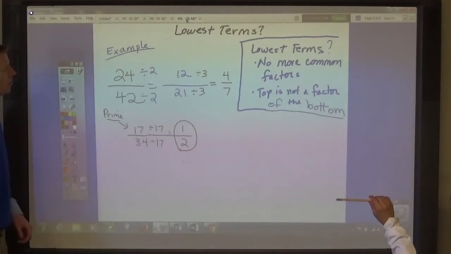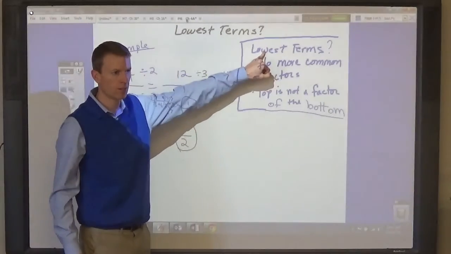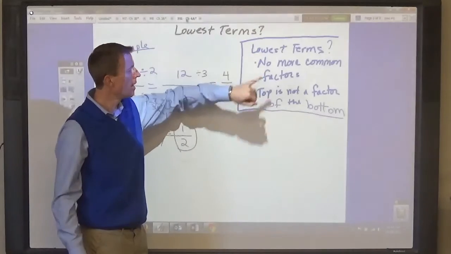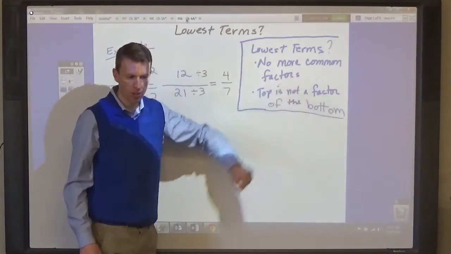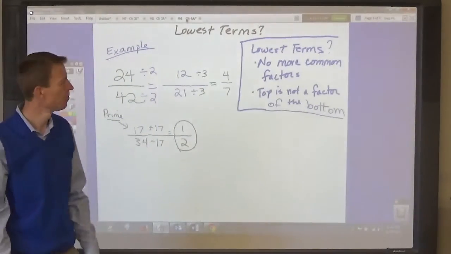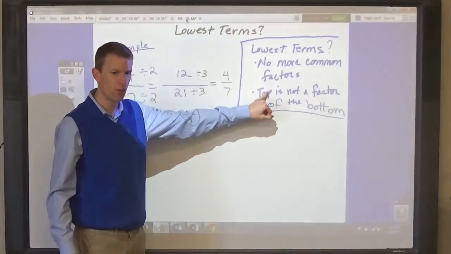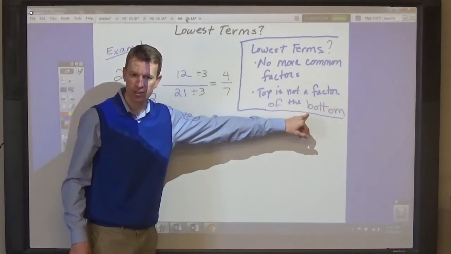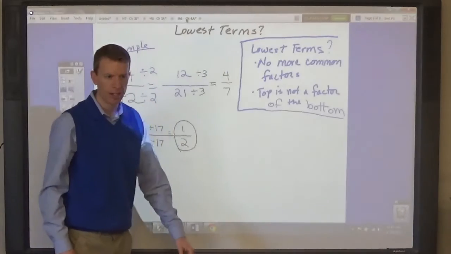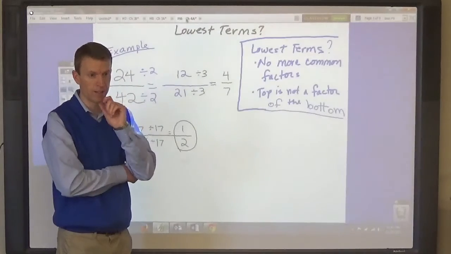Let's go back to our notes. Simplest form, write this down, sometimes it's called lowest terms. And what that means is that there are no more common factors in both numbers. The numbers do not have any more common factors. And that the top number, the numerator, is not a factor of the bottom number, of the denominator. Okay? If the top number is a factor of the bottom number, then we still can divide it.